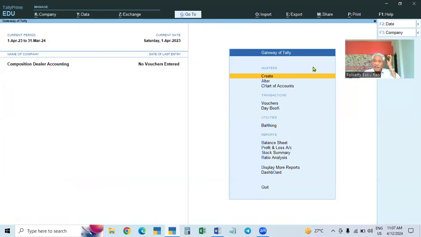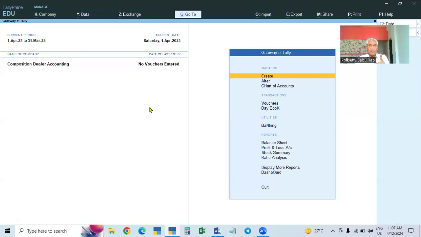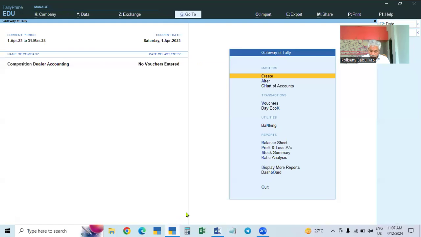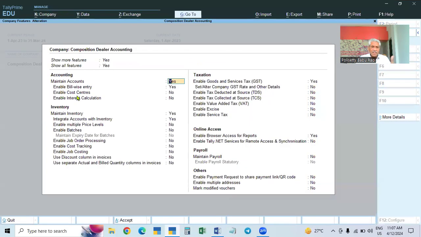When the company is created, Tally will automatically go to the features. Since I already created it, now we have to manually go to the features. After creating, we have to set the GST applicability. We have to mention the GST applicability for the composition dealer. We'll go to F11, features. Then everything is here: maintain accounts, bill-wise entries, and this composition dealer also deals with goods, so inventory, yes. Integrate accounts with inventory, okay.